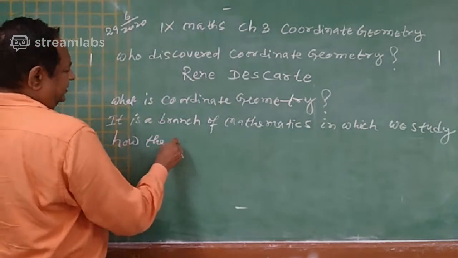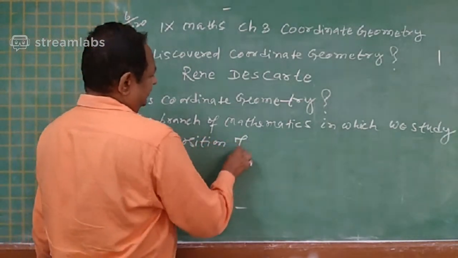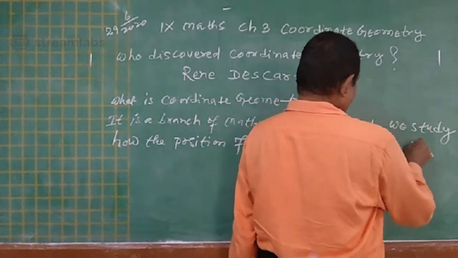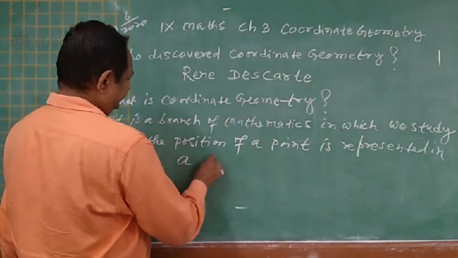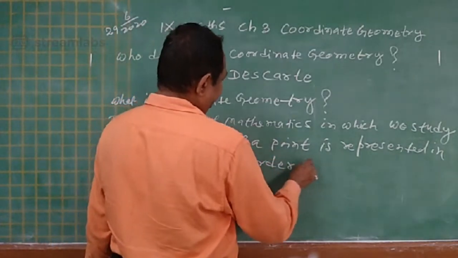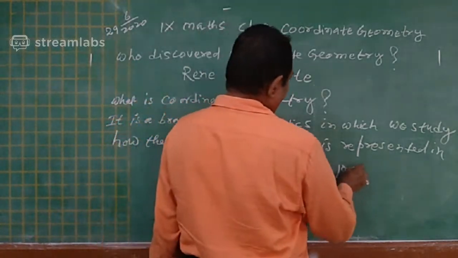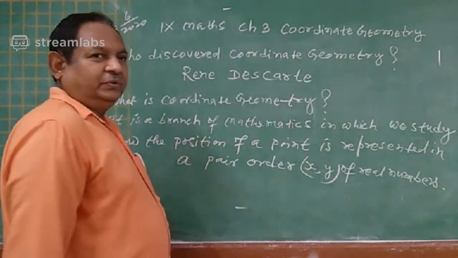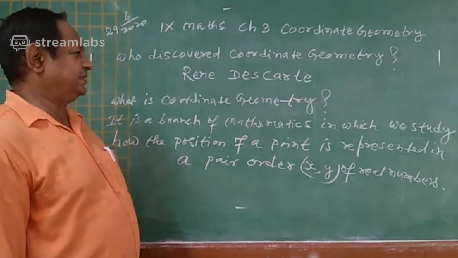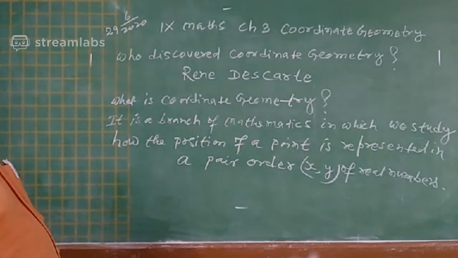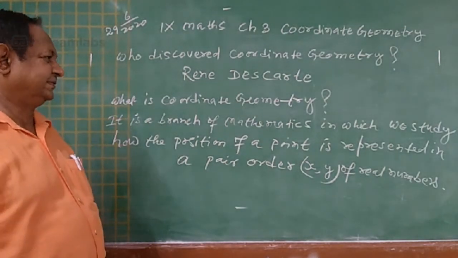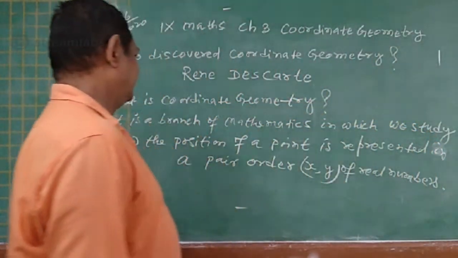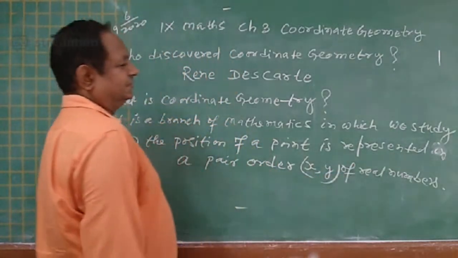It is a branch of mathematics in which we study how the position of a point in a plane is represented in an ordered pair, that is (x, y) of real numbers.